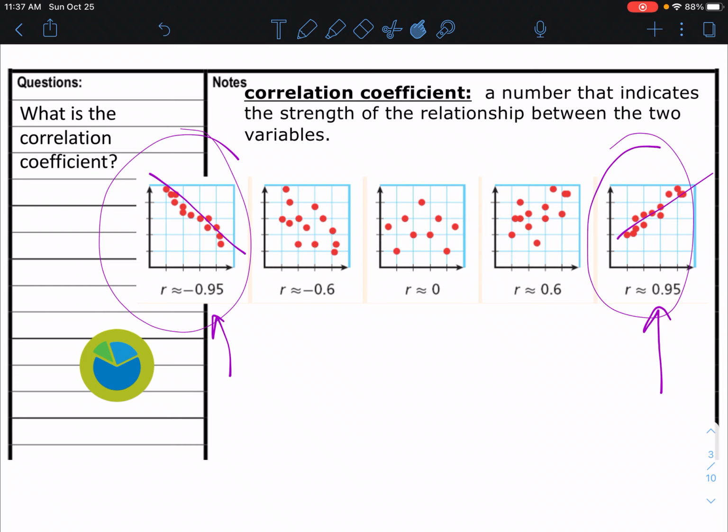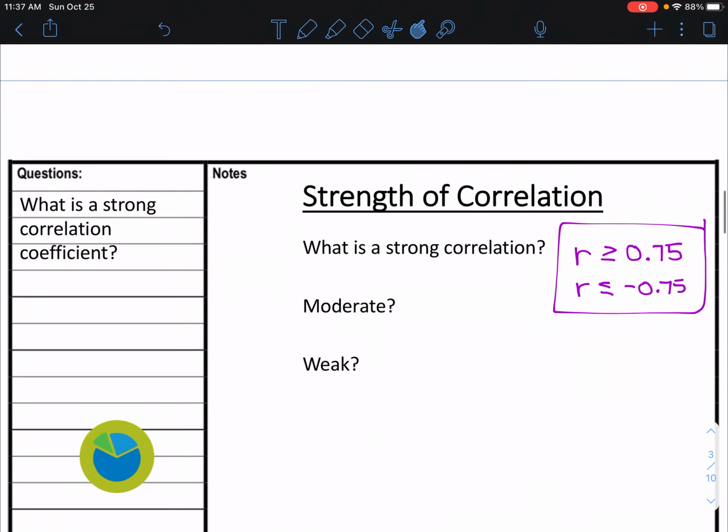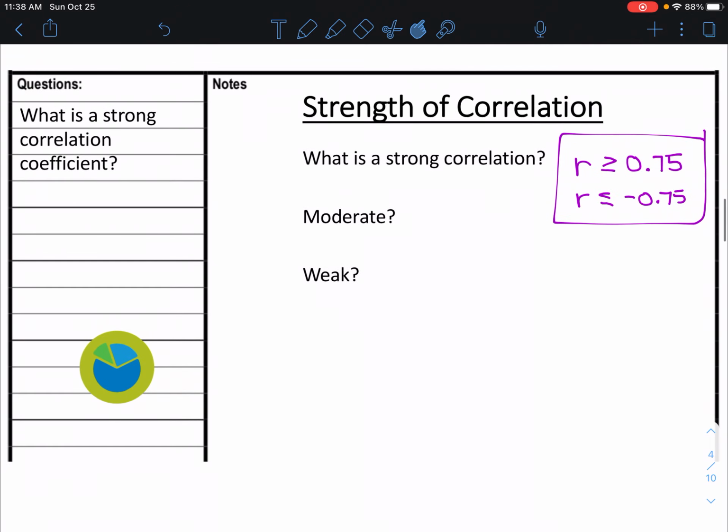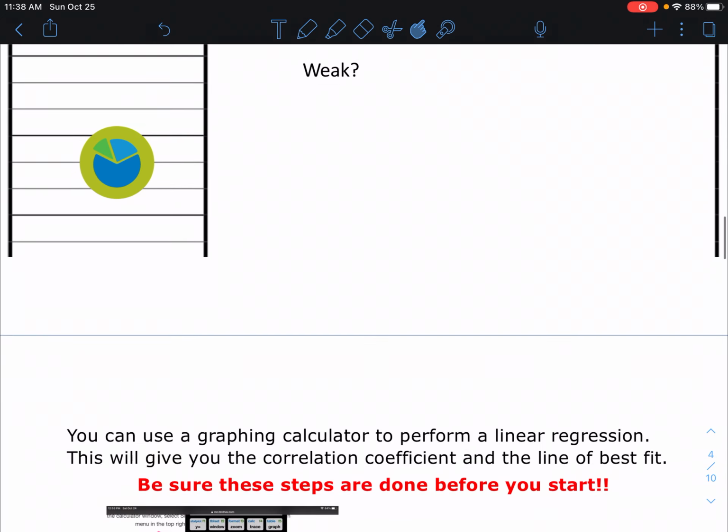Okay, so what makes up a strong correlation coefficient? We talked about this a little bit last time, but really we want our correlation coefficient R to be greater than 0.75 or less than or equal to -0.75. So one of those two. Otherwise, the data is not as strong and it's not as reliable to make a model with.